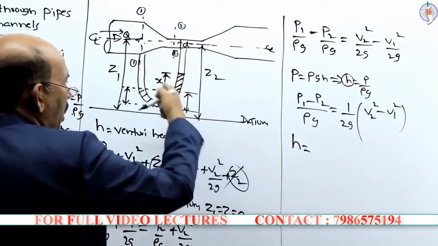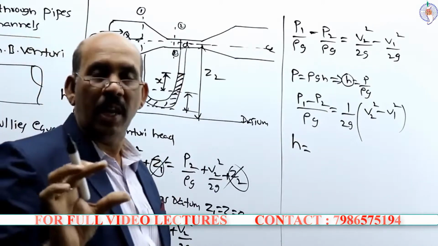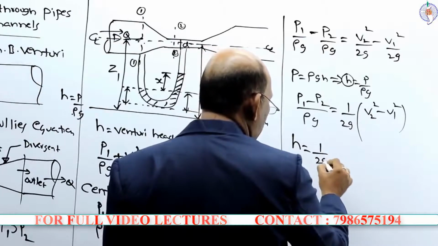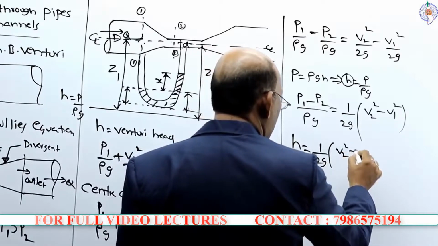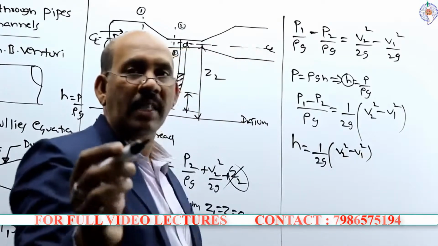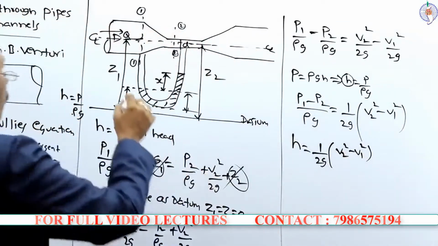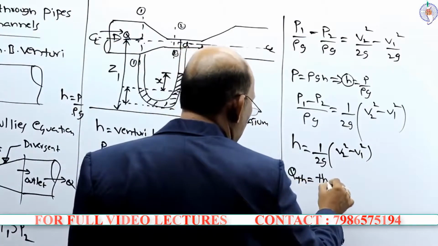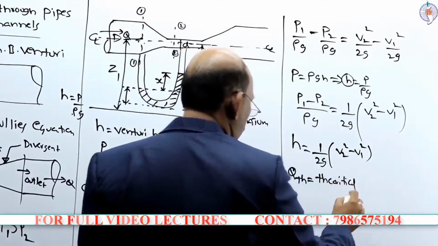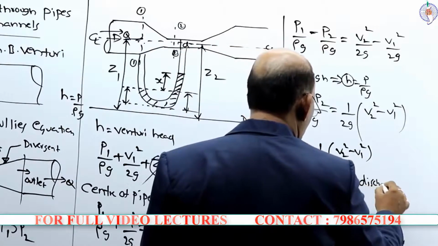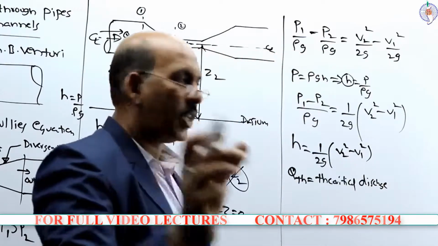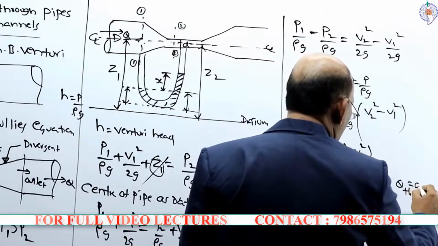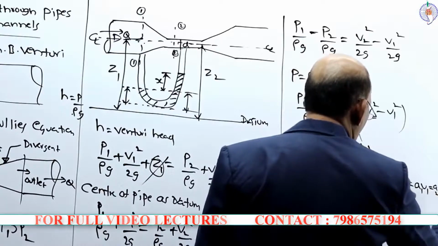This pressure head can be calculated by knowing the difference of the mercury levels, and this H is given by 1 by 2g into (V2 square minus V1 square). And as I mentioned, for the discharge Q flowing through this pipe, let Q theoretical be the theoretical discharge, which, according to the continuity equation, is equal to A1 V1 is equal to A2 V2.